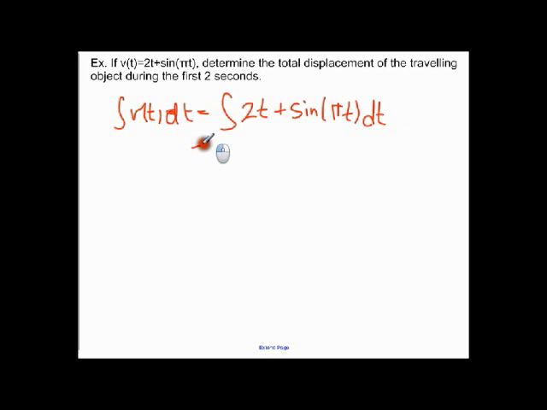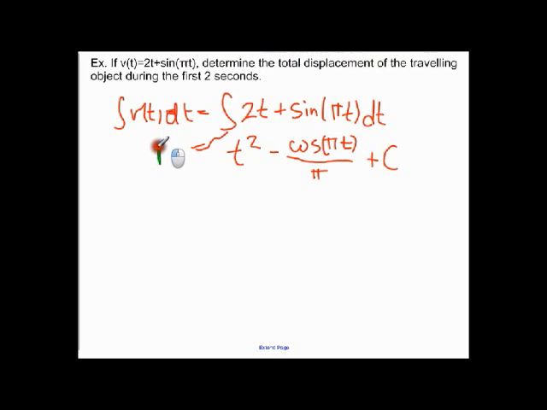dt. So the integral of 2t is just t squared, right? 2t squared over 2, the 2's cancel out. The integral of sine pi t, you should recognize from yesterday, is negative cos pi t over pi. And then we add a constant. So now what we have to do is plug in 2. So this is now the position equation, right?